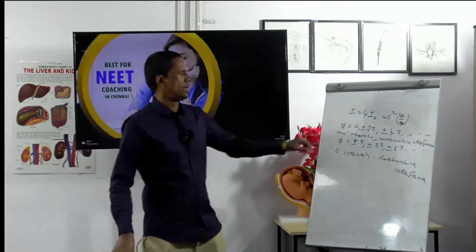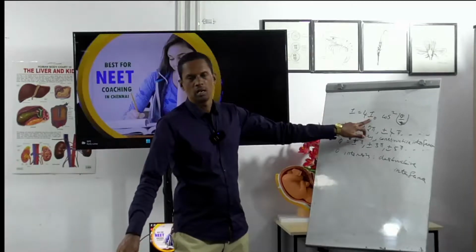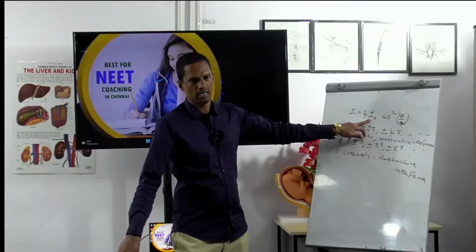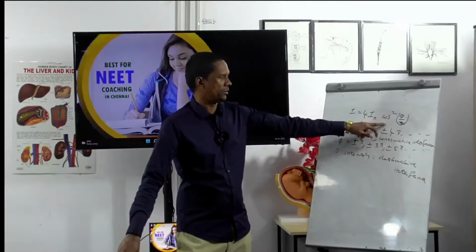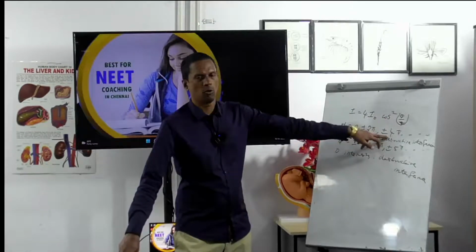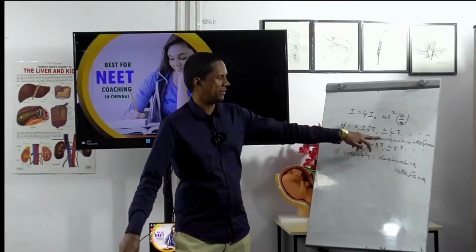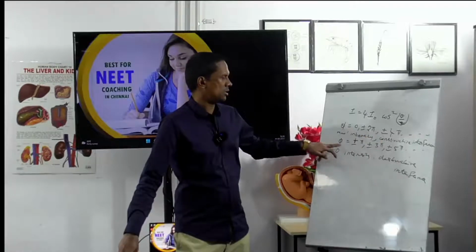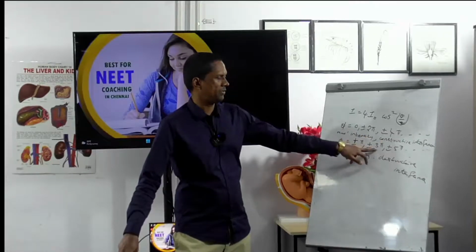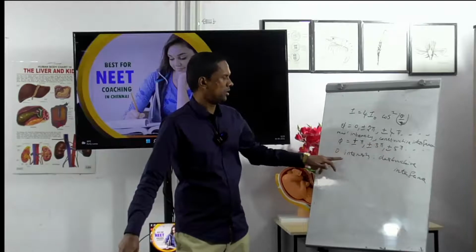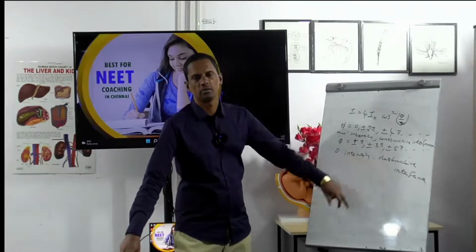So intensity is equal to 4 times the initial intensity times cos square phi by 2. Phi is equal to 0, 2 pi, 4 pi, then the maximum intensity is obtained with constructive interference. Phi equal to pi, 3 pi, 5 pi means zero intensity is obtained with destructive interference.